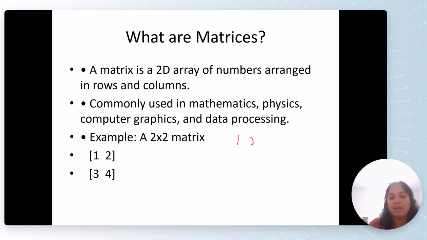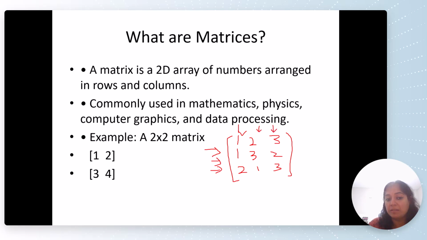For example, if I am defining a matrix like this, we are defining the values in terms of some rows and some columns. So there are 3 rows and 3 columns. So this is a matrix of 3 by 3. We define its order, or dimension, as 3 by 3. Matrices are very much used, whether we talk about graphs or data processing or computer graphics. 2D matrices are heavily used.